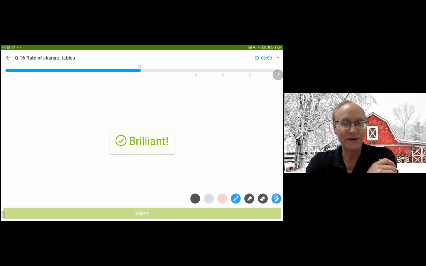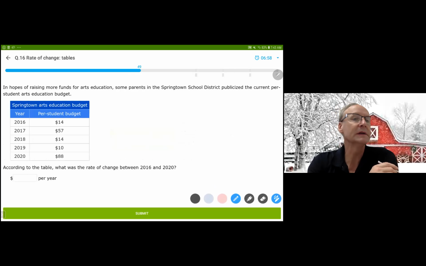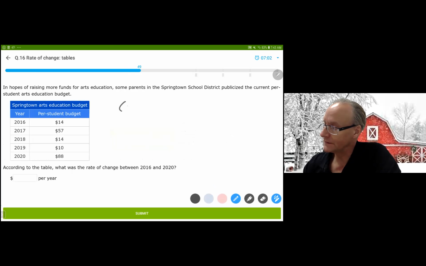Hopefully this is all making sense to you. Again, you can always write the points. Maybe I'll write the points again. Let's see. Okay, we'll write the points this time. So 2016 was $14 per student was the budget, and 2020 was $88.